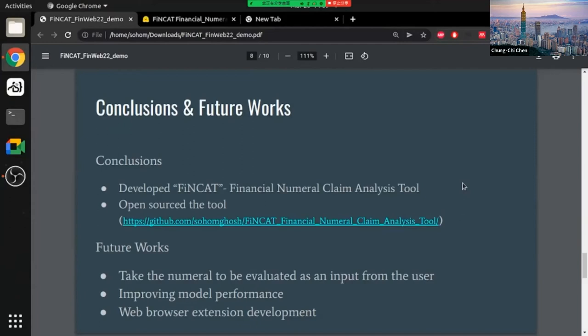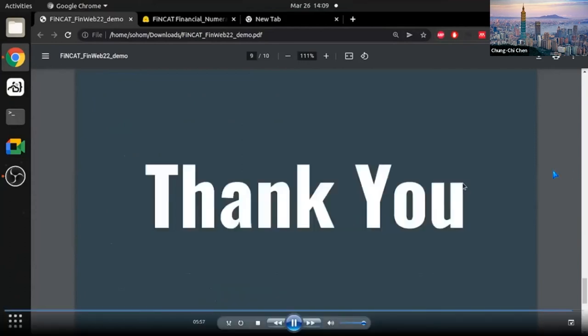Another interesting direction for future research can be towards creating a browser-based extension which will be able to detect numerals from financial web pages in real time. Thank you.